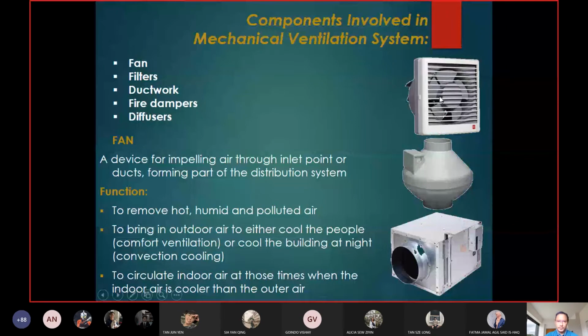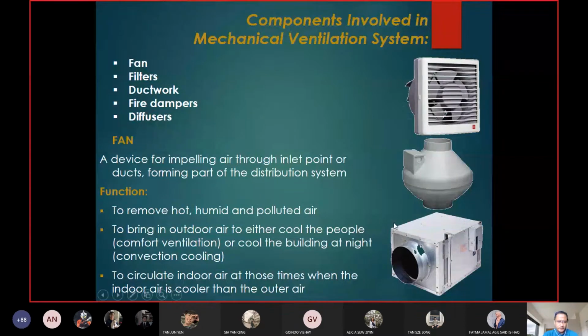You just have the ductworks. That's it, right? But even if you have ducting, you cannot expect fresh air to get into your house without a fan. Because in the end it's just like a natural ventilation system, so it depends on the external air. Okay, it is unpredictable.